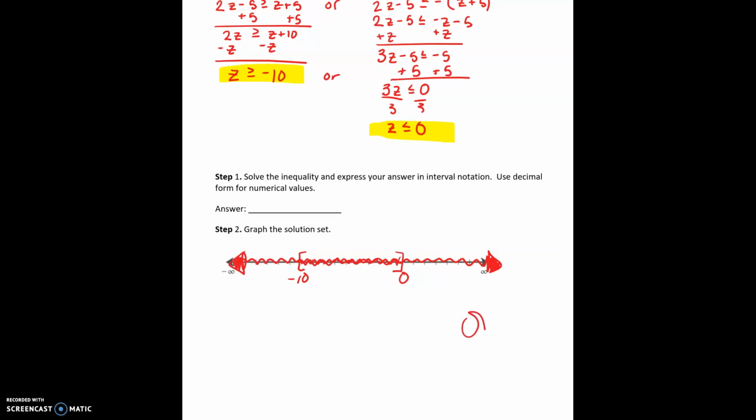So since this is an or problem, as long as I fit one or the other, then my number will be an answer. And so since our whole inequality line is shaded, this is an all real numbers situation, or negative infinity to infinity. Okay, if it was an and, it would just be -10 to 0. But since it's an or, there you go.